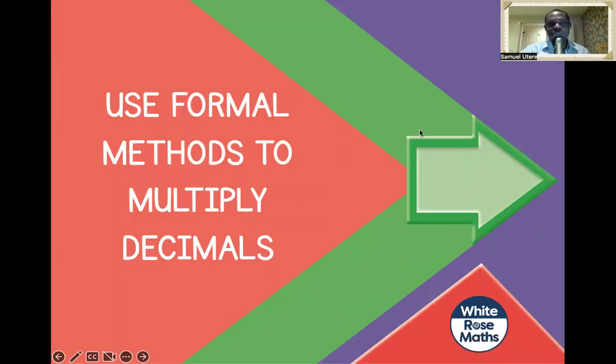So, in your previous lesson, you learned how to use formal written methods, which was mainly column or grid multiplication of integers. But in this lesson, you're going to learn how to use formal methods to multiply decimals.